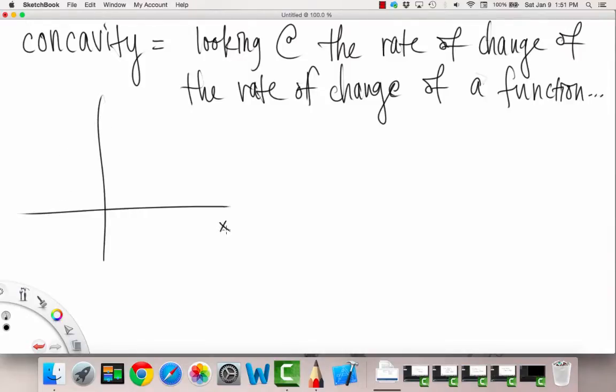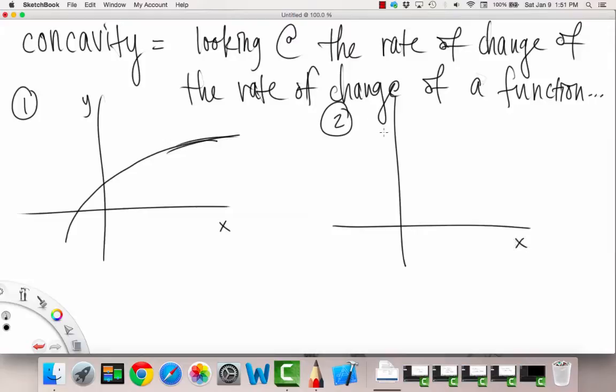Okay, so let's say we have x and y, and let's say we have some graph that looks like this, and it's kind of leveling out there. So this is example 1. This is increasing, right? This is an increasing function. And let's also draw another graph, something like this. So we have x and y, and this is increasing as well. But these ones look different, right? The curves look a little bit different. One's kind of pointed down, opening downwards, and the other one, number 2, is opening up. So what's really going on here?